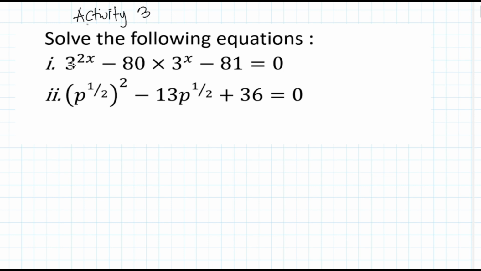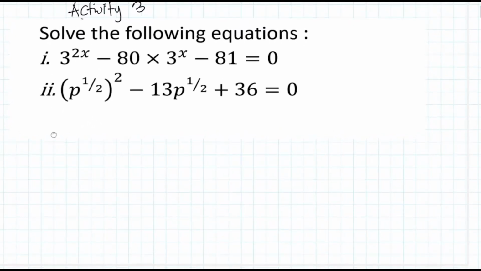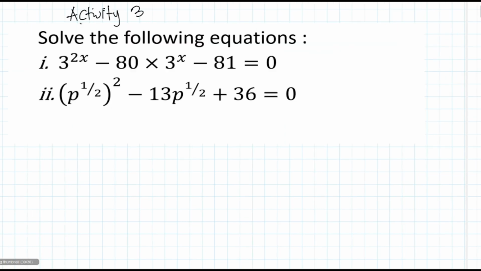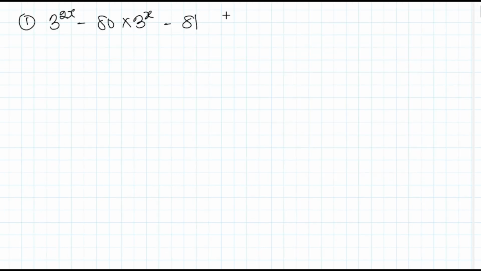Solve the following equations. Number 1: 3 raised to power 2x minus 80 times 3 raised to power x minus 81 equals 0. When you have this kind of equation, it normally leads to a quadratic expression, so you use quadratic manipulation to solve.